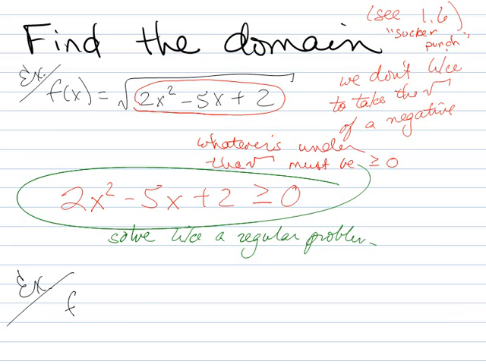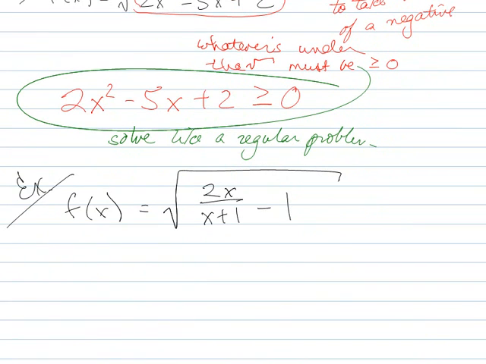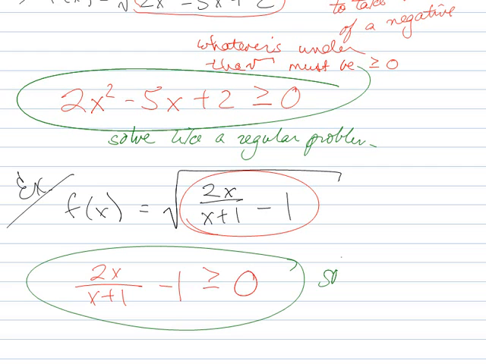So, similarly, if you have something like this, it's even more fun. It's the same thing. When you solve this problem for the domain, this thing here, 2x over x plus 1 minus 1, has to be greater than or equal to 0. And then solve as usual. Alright? It's the same thing.